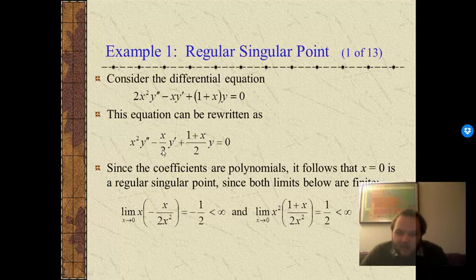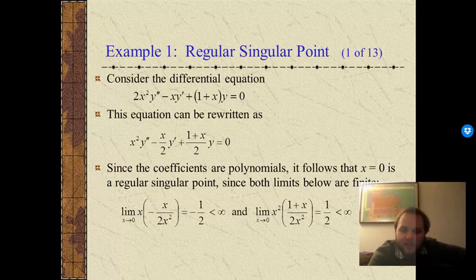Notice in the second case, my limit is x squared times my big R of x over my big P of x. So that becomes, the x squareds cancel out, and I'm left with 1 plus x over 2. The x goes to 0, so I just let that become 1/2. Notice that that's if I ignore this x right here, and in that case I have x squared y double prime minus x over 2 y prime plus 1/2 y is equal to 0. In that case, that other equation is going to pop up later.